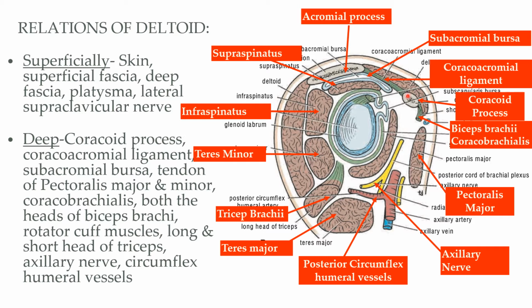So these are the structures present deep to the deltoid muscle. Anteriorly, we have the insertion of the pectoralis major and pectoralis minor. Then we have the rotator cuff muscles. We have triceps brachii, teres major and posterior circumflex humeral vessels along with the axillary nerve.